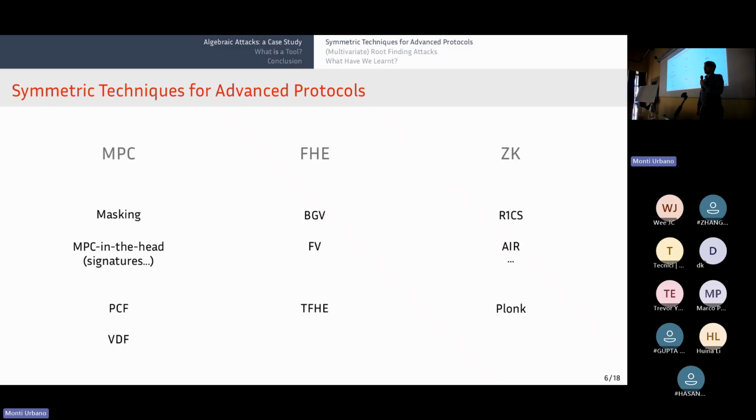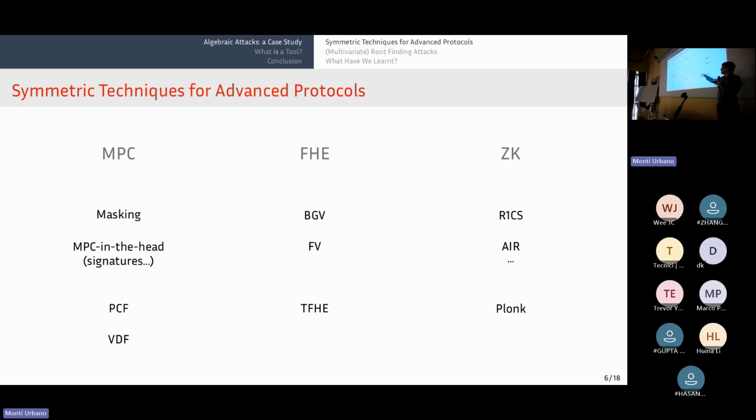So MPC, you're going to have the protocols that are intended for masking. You will have the MPC in the head that you can use to do signatures. They need pseudo-correlated functions, which are something, again, completely different. They need verifiable delay functions sometimes. So it's functions that are just super slow on purpose, but for which checking that the output is correct is fast. Hence the verifiable part.